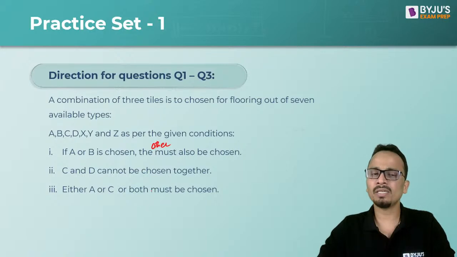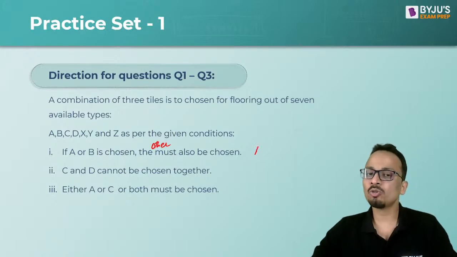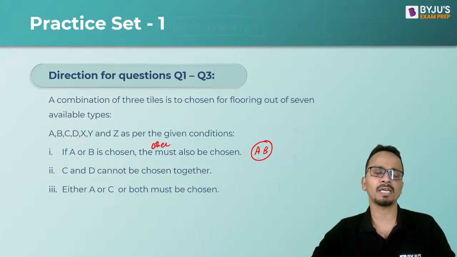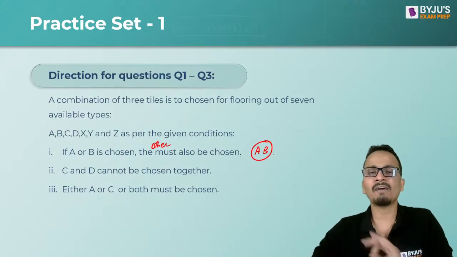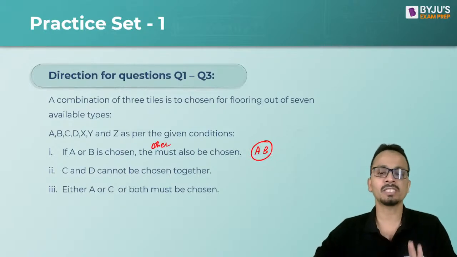So condition number 1 says that if A or B is chosen, the other must also be chosen. मतलब अगर A को चूज करेंगे तो B को भी सेलेक्ट करना पड़ेगा, B को सेलेक्ट करेंगे तो A को भी सेलेक्ट करना पड़ेगा. तो या तो ये दोनों सेलेक्ट होंगे या फिर इन दोनों में से कोई भी सेलेक्ट नहीं होगा. This is the basic meaning of this statement.